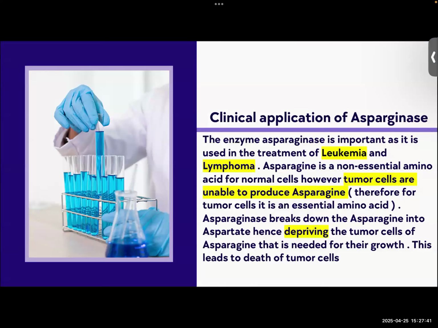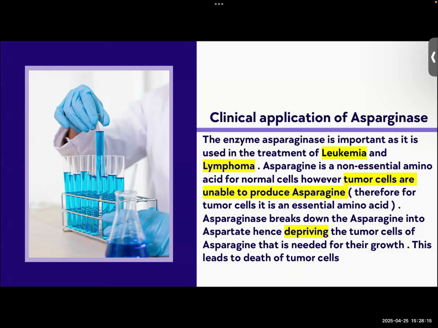So the enzyme asparaginase is important because it's used in the treatment of leukemia and lymphoma. And the reasoning for this is that normally, physiologically, human cells can produce asparagine. So it is not an essential amino acid. Again, if you guys don't know, essential amino acids are those that the human body cannot produce, and humans are entirely dependent on their diet for consumption of these amino acids. And non-essential amino acids are those that can be produced in the body, so you don't need to ingest them.